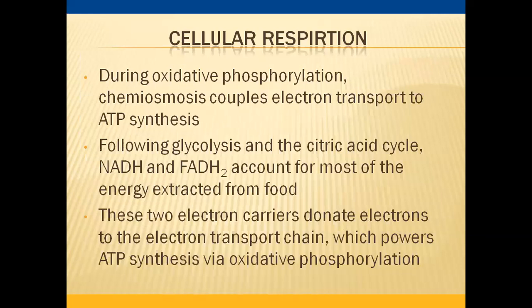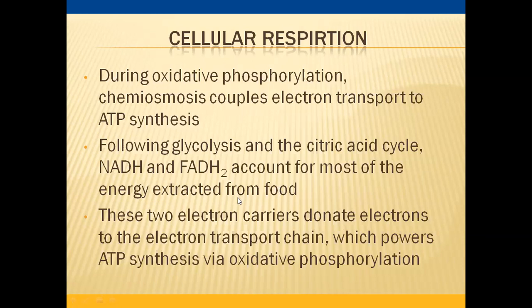During oxidative phosphorylation, chemiosmosis takes place. Chemiosmosis is a linking process that couples the electron transport to ATP synthesis. Immediately after glycolysis and the citric acid cycle, NADH and FADH2 are formed in these two phases and also in pyruvate oxidation. These NADH and FADH2 account for most of the energy extracted from the food. Food here means glucose, or any other molecule. The energy coming from the food particles will be transferred to NADH and FADH2. These are called electron carriers because they receive hydrogen ions and electrons from the food molecule.